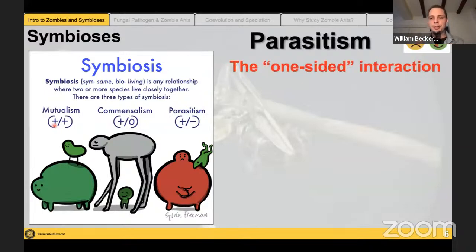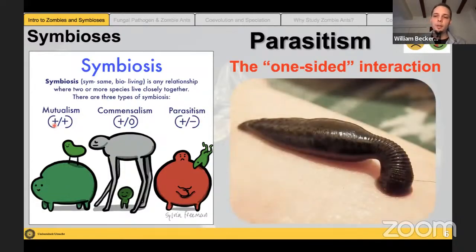Now, the third type, which is my personal favorite because of my particular line of research, is called parasitism. Now, this is the one-sided interaction, or an interaction where one individual benefits at the expense of another individual. So leeches are a fantastic example of this. Actually, in the English language, leech has become associated with somebody or something that takes from somebody or something else, because that's exactly what's occurring in parasitism. And leeches are a fantastic example of a parasite. They suck the blood of another organism that hurts their host, but gives them a benefit.